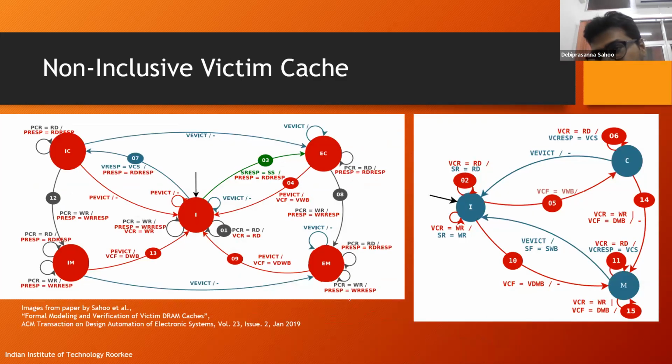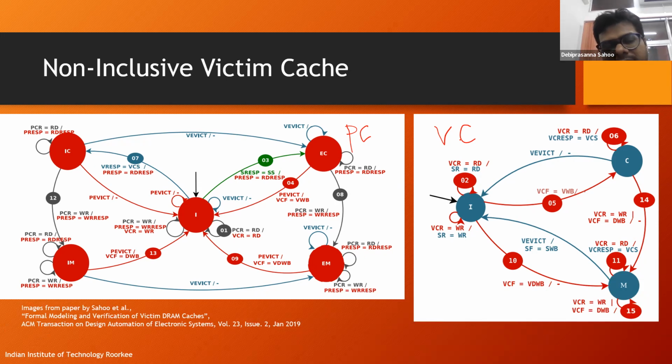Now, as we discussed the state machine, the design of the victim cache, we can represent the victim cache as the state machines of the predecessor cache and the victim cache. The left hand side is the state machine of the predecessor cache. Right hand side is the state machine of the victim cache. I'm not going to go into the complete details of all the transitions here, but what I'm going to explain is how we are going to come up with a property here and how we verify it.